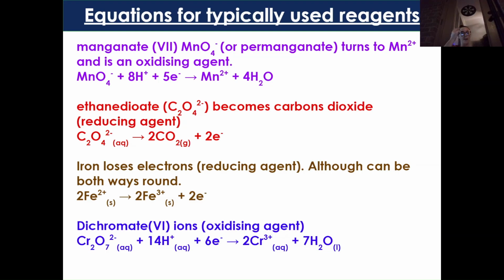And then iron always loses electrons, so it's a really good reducing agent. But it can go both ways around. Like you can have iron 3 plus be reduced to iron 2 plus as well in certain conditions. And then you have dichromate, which is a very strong oxidizing agent, so it can oxidize other things and be reduced, and then this reaction can be utilized to determine the concentration of other things that it reacts with.